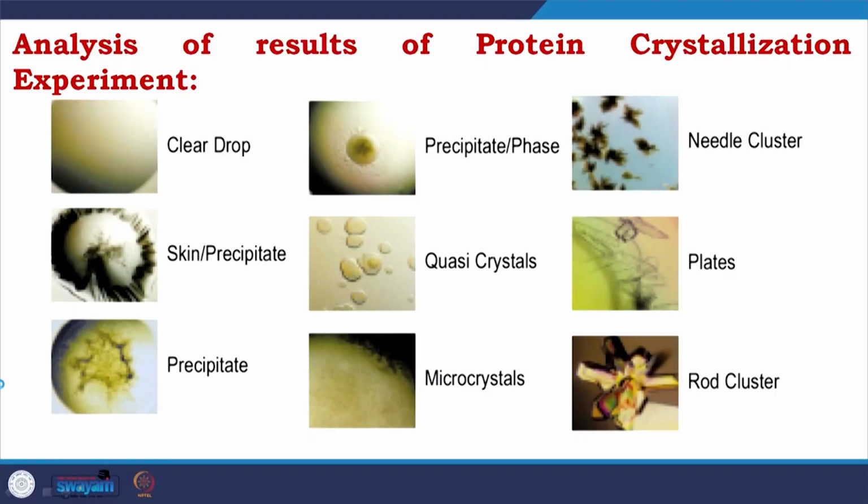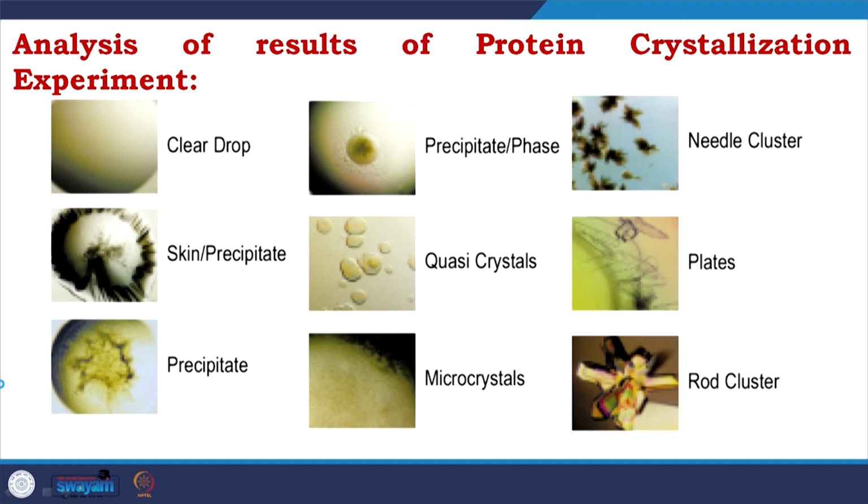So, these are some results of protein crystallization experiments. You will many times see a clear drop, you see precipitate, needle clusters, skin-like precipitation, quasicrystals, plates, microcrystals, rod clusters and what not.